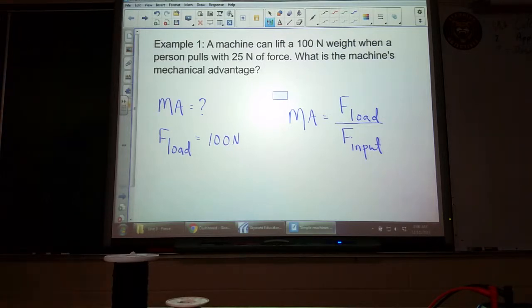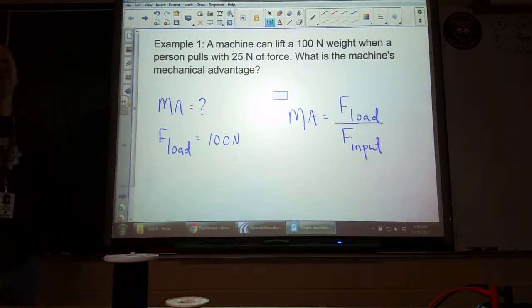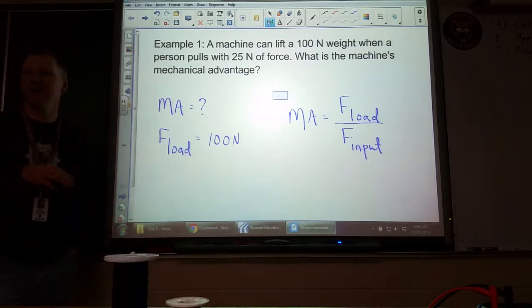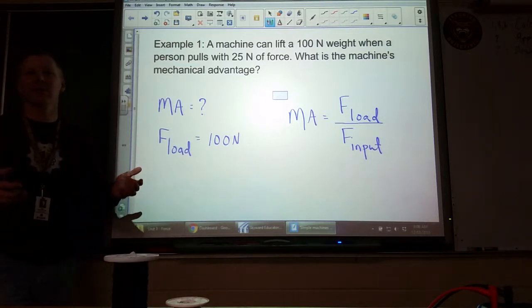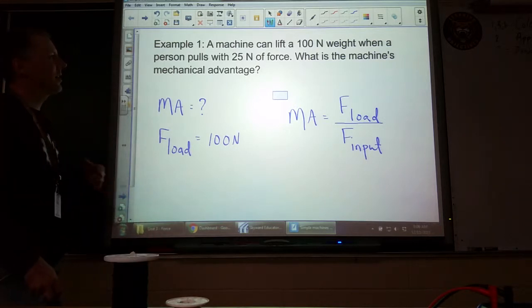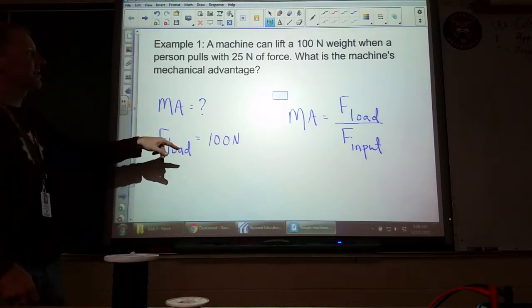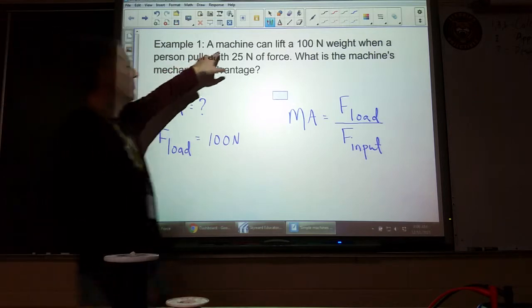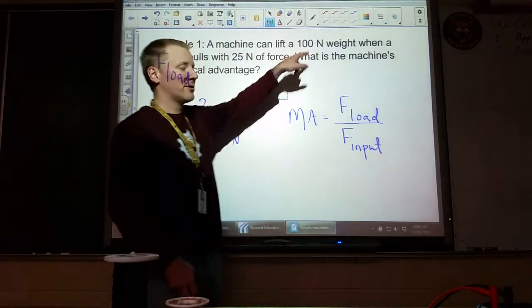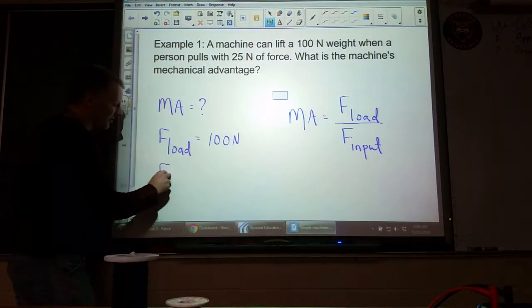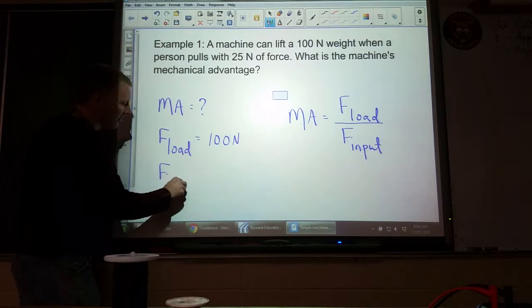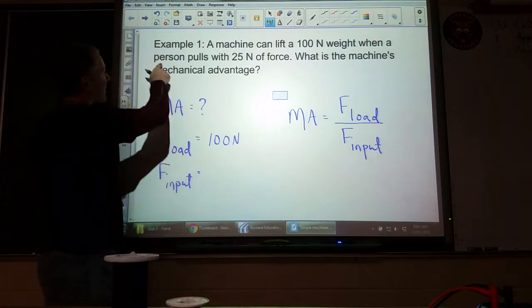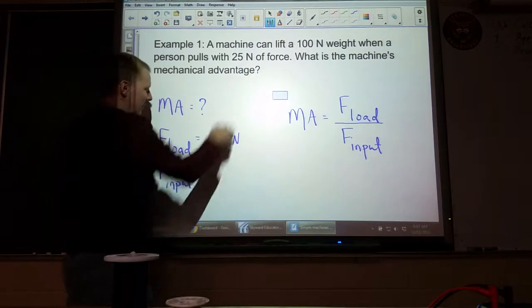It says the machine can lift it. Can lift 100. That's what the machine is doing. Your reasoning worked this time. It might not work every time, since you could have a machine that sort of works without your direct input. So you have to identify. You're right, that is the load, but we know that because that's what the machine is doing. And then the input is what you do, so that's the person pulling the 25 newtons.